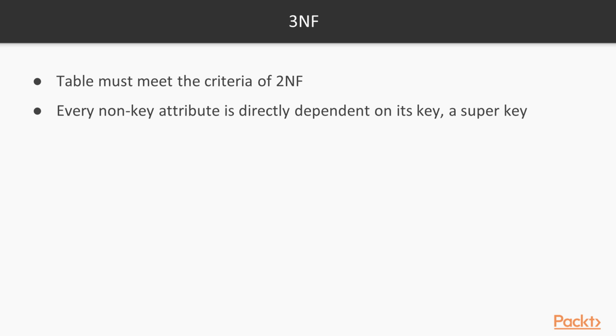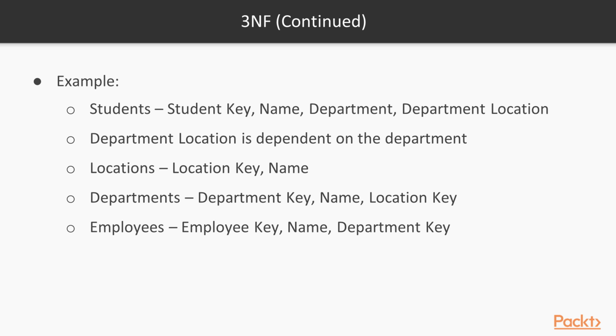Now, in the third normal form, the table must meet the criteria of 2NF, and every non-key attribute is directly dependent on its key, a superkey. For example, a students table with the attributes student key, name, department, where department location is dependent on the department, not the employee. To adhere to the 3NF, a better solution would be locations with location key, name, departments table with department key, name, location key, and employees table with attributes employee key, name, department key.